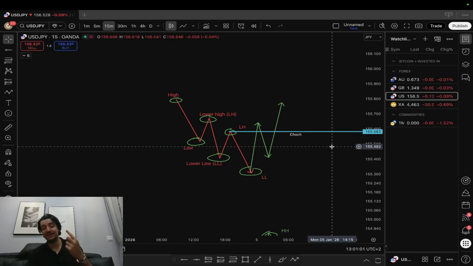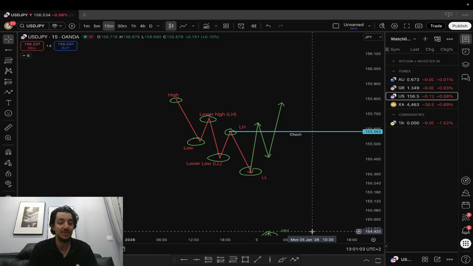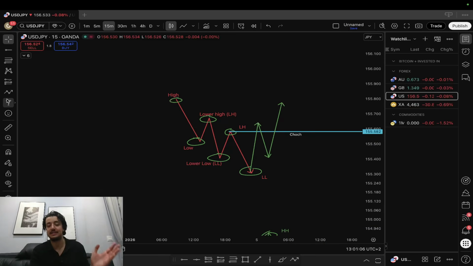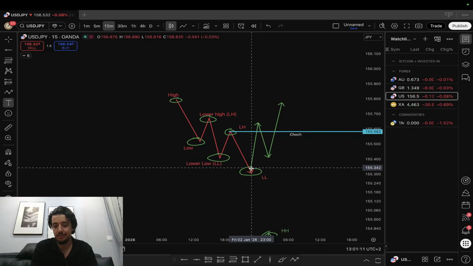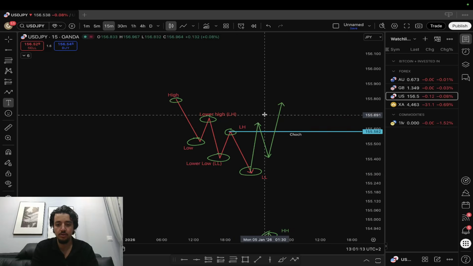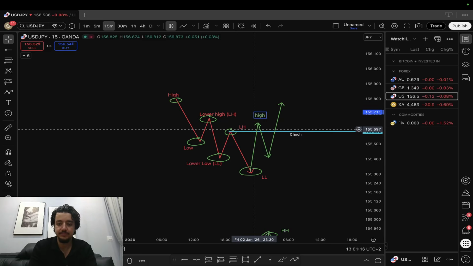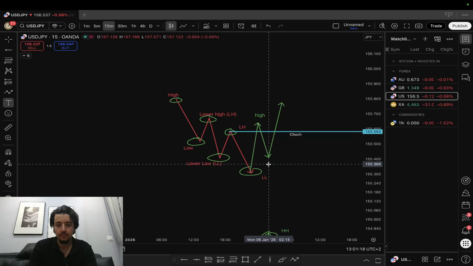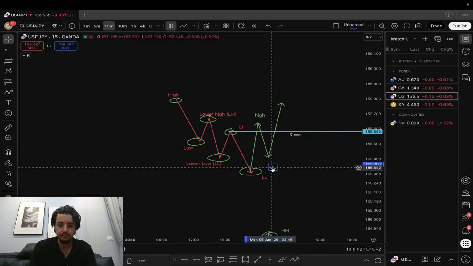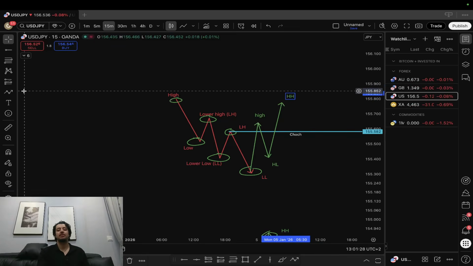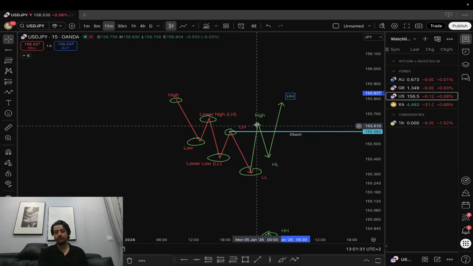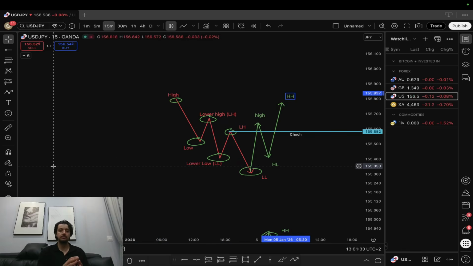Because now, if you have been paying attention to what I've been talking about for the last, I don't know how many minutes, you would see that now we have a clear uptrend. Because now we have a low, we have a high, we have a higher low, and we have a higher high. You see how now we have a clear uptrend? We went from a downtrend to a clear uptrend. And yeah, that's it. That's how simple it is.